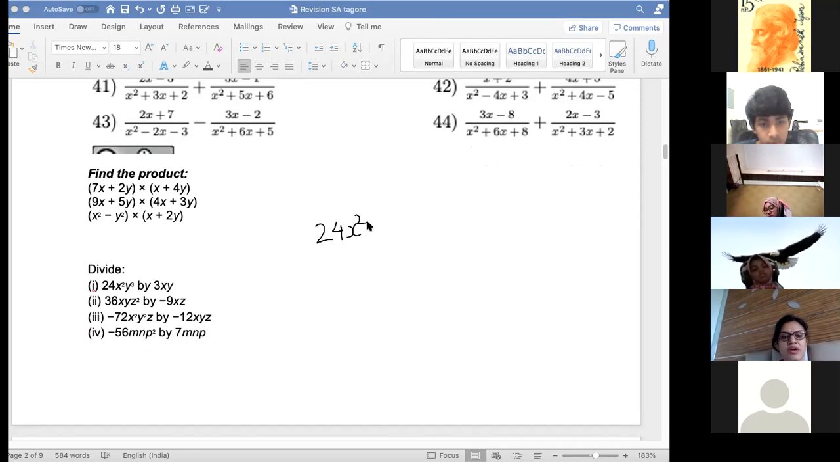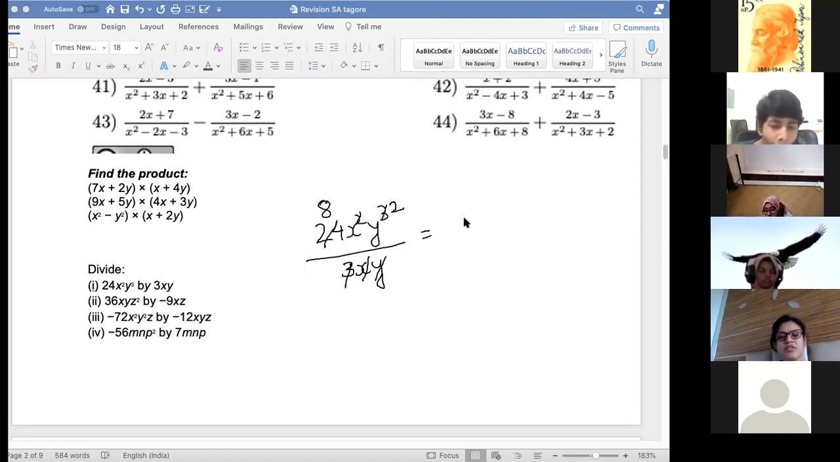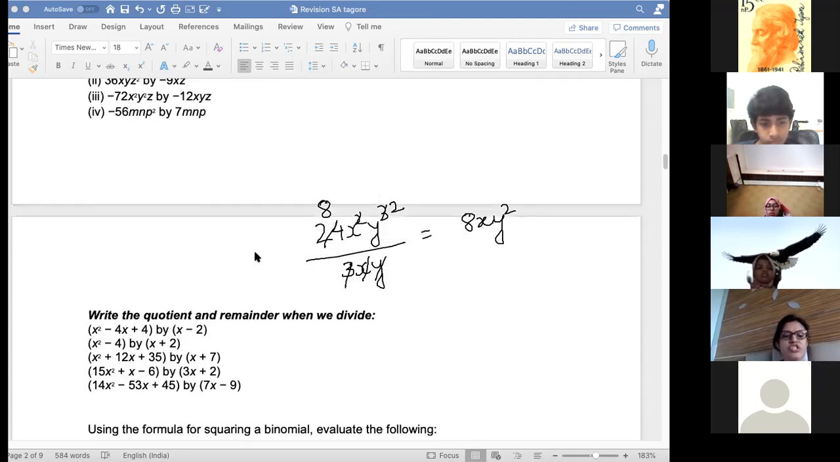24x square y cube divided by, I can write like this, 3xy. So I just do the lowest form: 3 eights are 24, from x one power goes, and from y it becomes 2. So your answer is 8xy square. So monomial by monomial you can just divide, writing numerator by denominator and make it the lowest form. But what will we do when we have a division of this type?